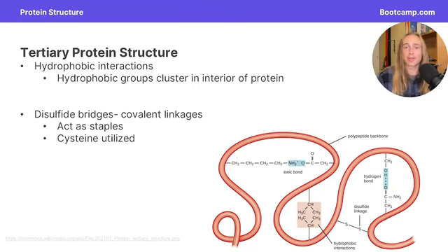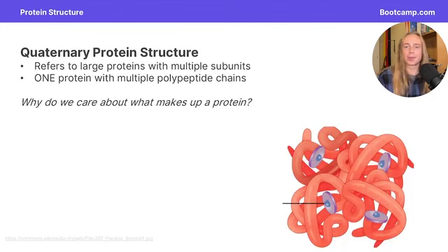Another important component of tertiary protein structures are disulfide bridges. Disulfide bridges can be seen here, and they exist between two cysteine amino acids. These are covalent linkages that are really strong, and they help act as staples to hold that protein in its most stable conformation. The last level of protein structure is quaternary protein structure.